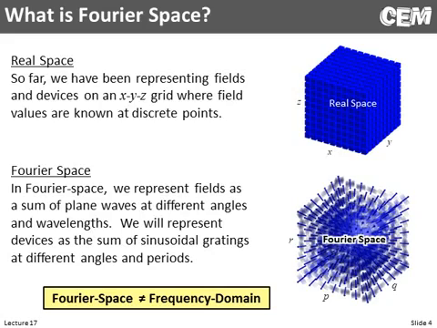So Fourier space does not mean frequency domain. We can talk about Maxwell's equations in Fourier space and still have them in time domain or frequency domain. Fourier space means we've Fourier transformed x, y, and z. Frequency domain means we've Fourier transformed t, the time parameter, to get the frequency. So there is a difference, a big difference.